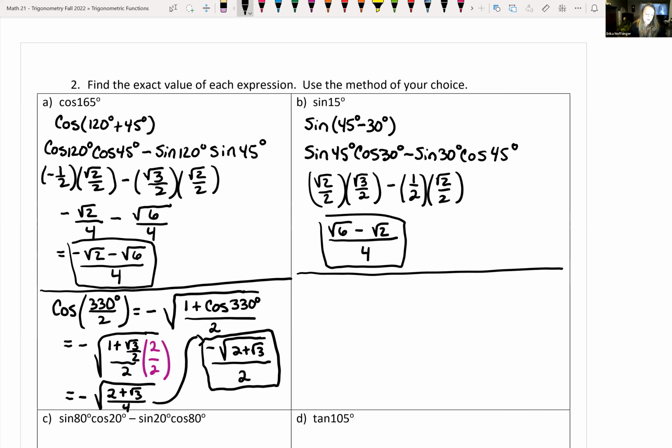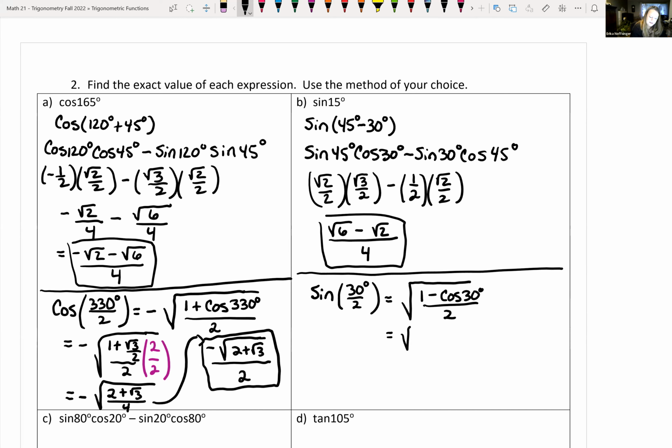I can also do this with the half angle formula. So this is the same thing as sine of 30 degrees over 2. This is equal to, well, 15 degrees is in the first quadrant and everything is positive in that first quadrant. So we're going to use the plus sign in front of that radical. And we have 1 minus cosine of the numerator, which is 30 degrees, all over 2.